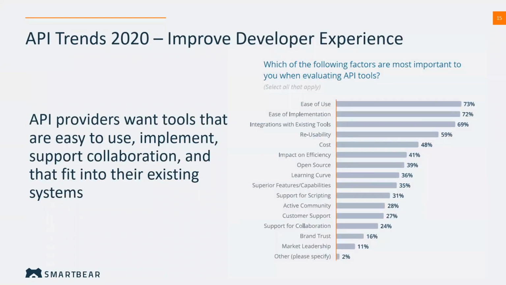Thank you. So the question we asked developers with regards to improved developer experience was, which of the following factors are most important to you when evaluating API tools? And what we found was API providers and developers want tools that are easy to use and implement, that support collaboration, and that fit into their existing ecosystem. You want a very gentle learning curve so that it's going to be easy for you to adopt the tool. Nobody likes wasting time trawling through YouTube videos and trying to learn how to use a tool.